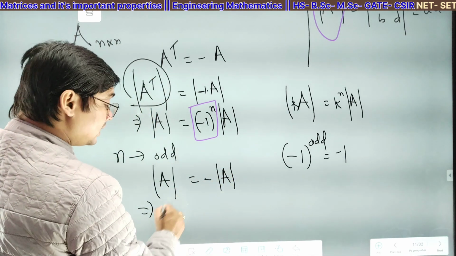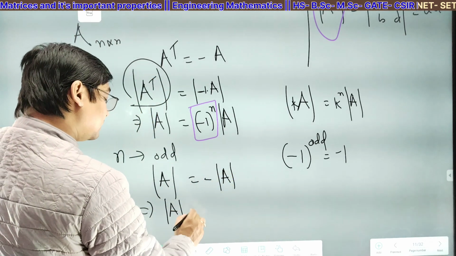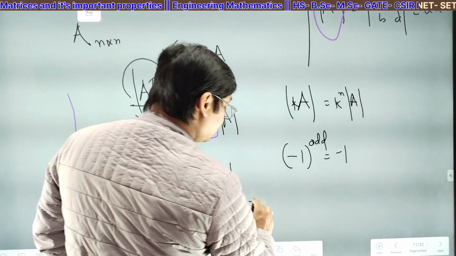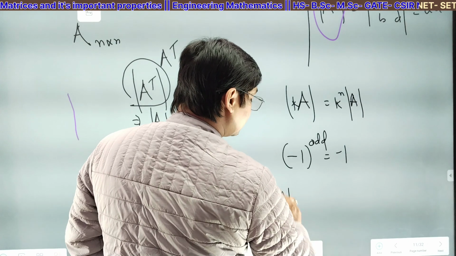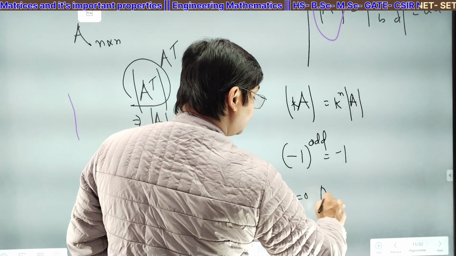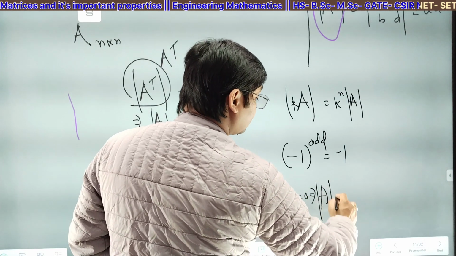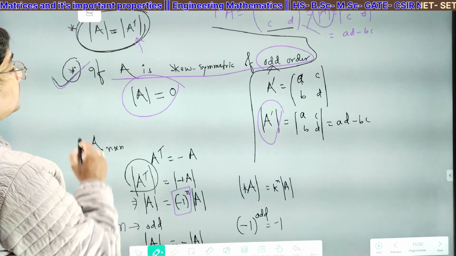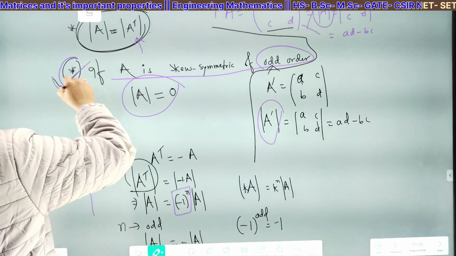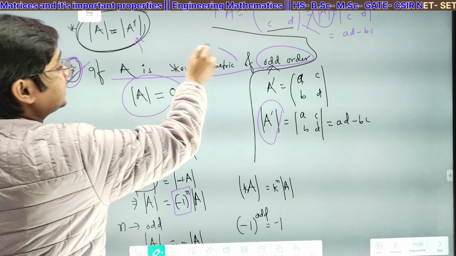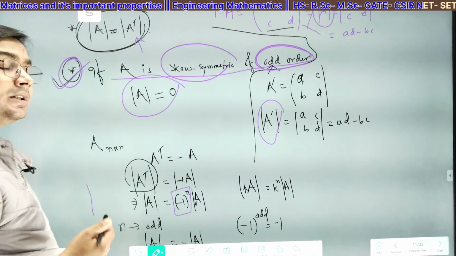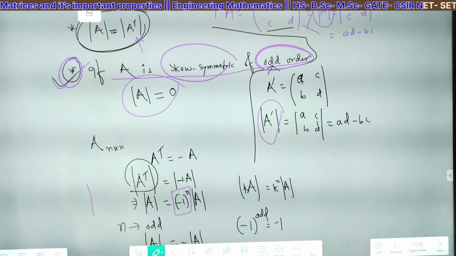So take this minus determinant of A to the left side. So twice the determinant of A will be 0. So this implies the determinant of A is 0. This is an important property, guys, so you must remember this one. When a matrix is a skew symmetric matrix as well as the order of that matrix is odd, then the determinant will always be 0.